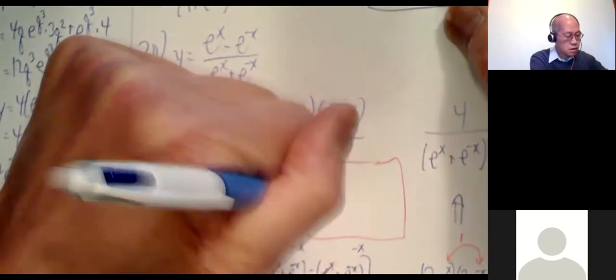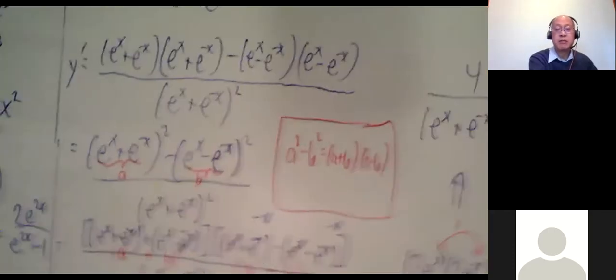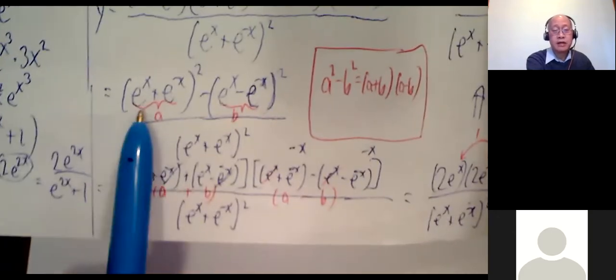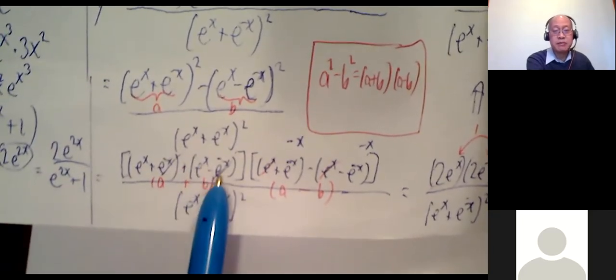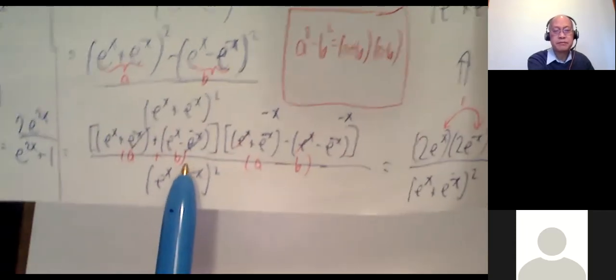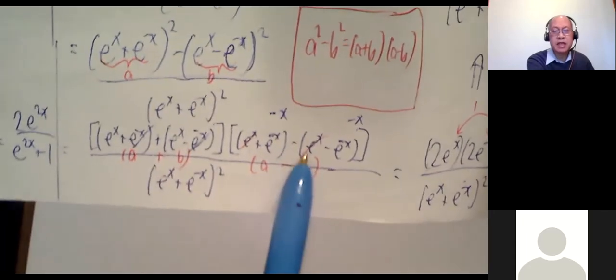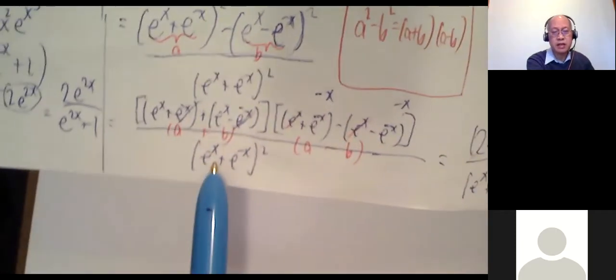Okay, let's sneak that in over here. A squared minus b squared is a plus b, a minus b. Okay, so it's that plus that. It's going to look messy, but it actually cleans up very nicely, as we'll see. All right, so how do I do a plus b? E to the x plus e to the negative x plus e to the x minus e to the negative x. That's the a plus b. Now, a minus b. E to the x plus e to the negative x minus parentheses e to the x minus e to the negative x. And I leave that alone.